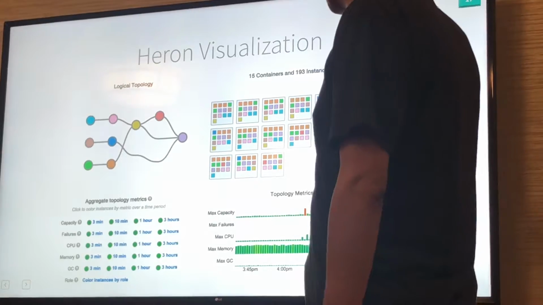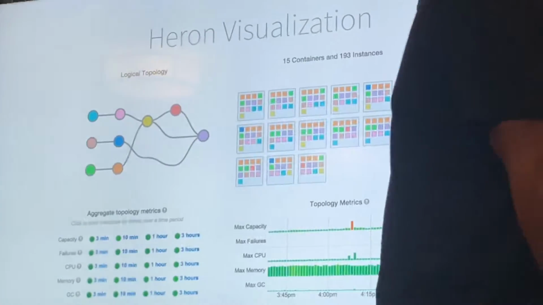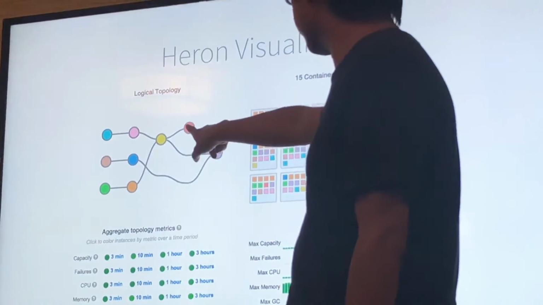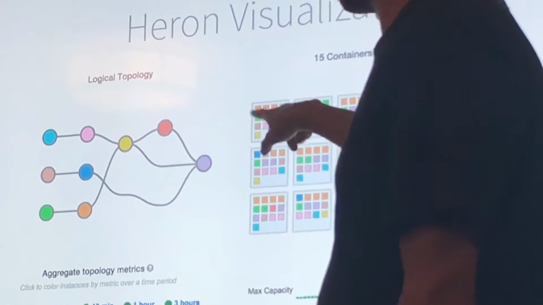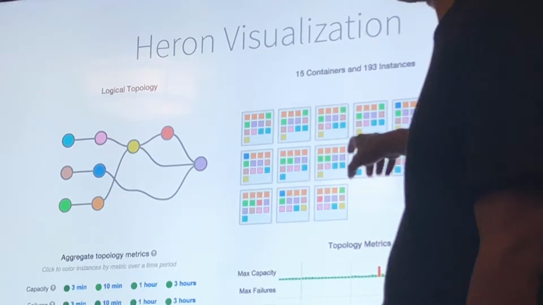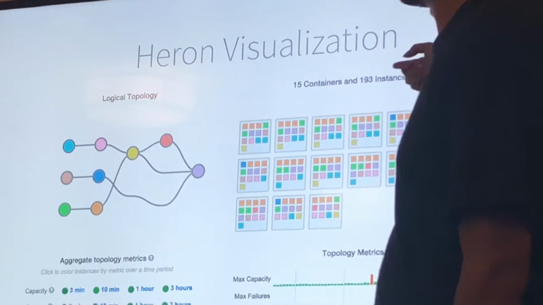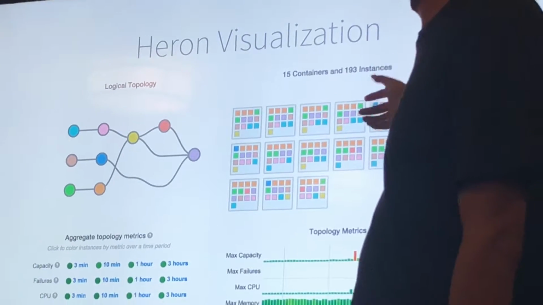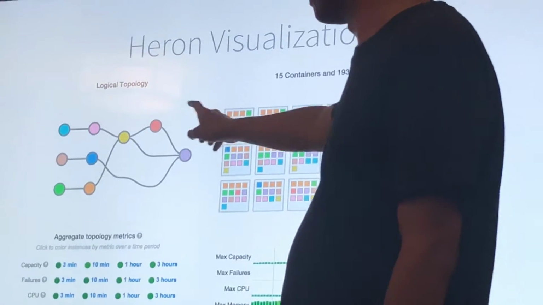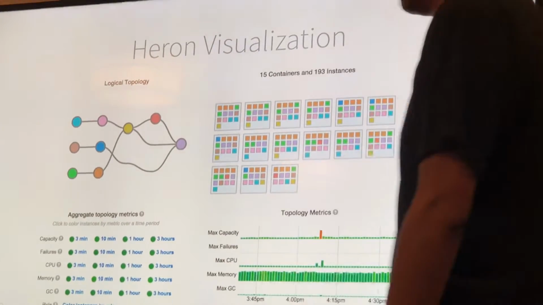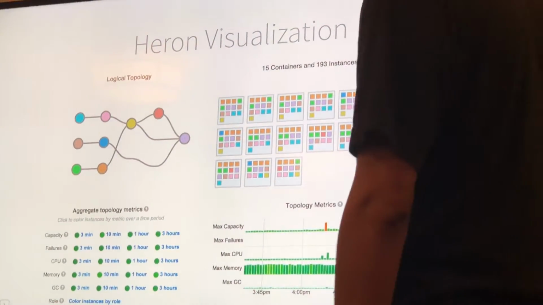And here is basically the physical plan of this topology. Each color is categorized by the colors. These are the containers, so we know we have 15 containers, and we have 193 instances in total. These instances are for all the components. In fact, if you click on each one, it will show the specific instances in the containers. So that's an important feature.